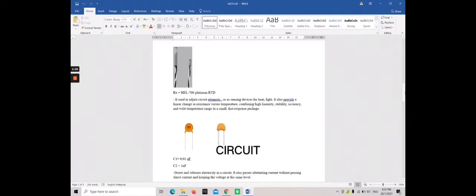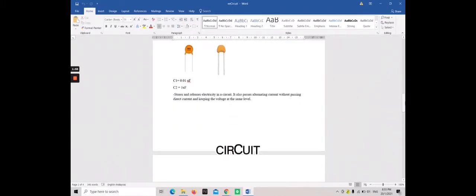We also use a 700 platinum RTD. This component is used to adjust circuit elements or as a sensing device for heat and light. It also provides a linear change in resistance versus temperature, combining high linearity, stability and accuracy, and wide temperature range in a small, fast response package.